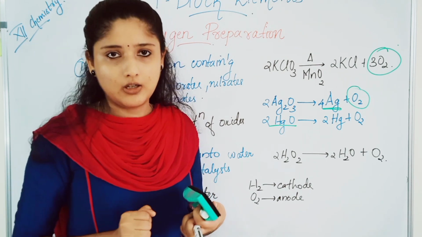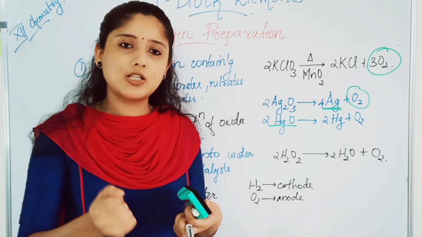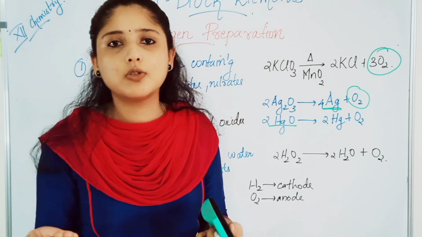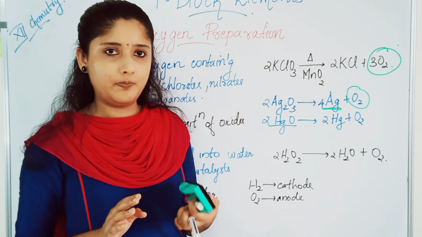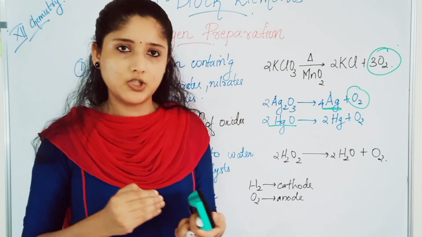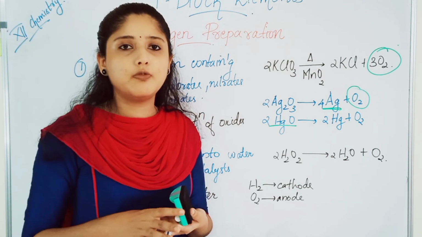Fractional distillation. By the process of fractional distillation, we will obtain dioxygen and dinitrogen. These are the main important steps. You should study the equation for the method of preparation of dioxygen.